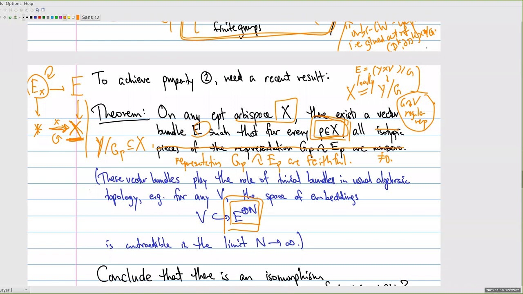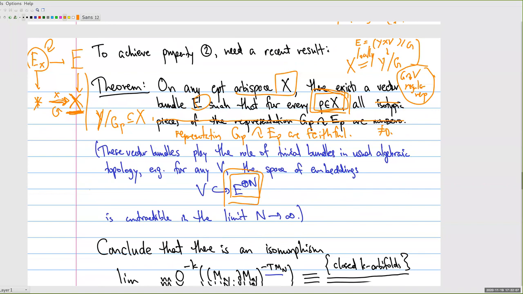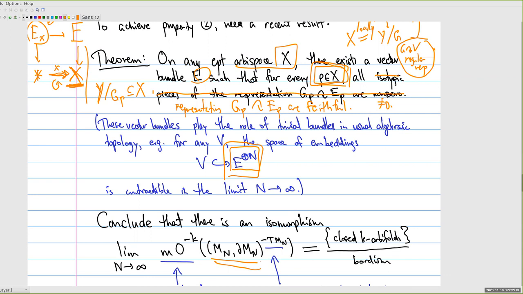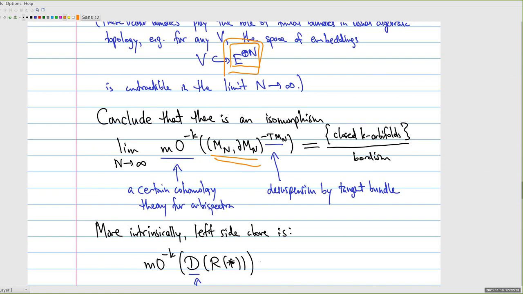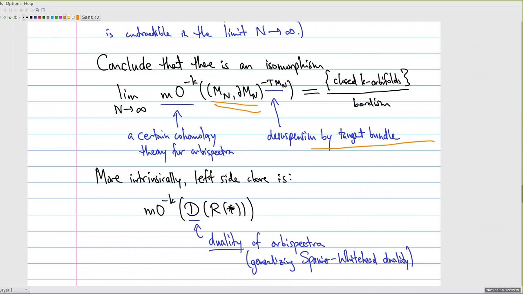Okay. So using this result, you can construct the sequence of orbifolds, M_n. I don't have time to explain what all these objects on the left are, but I want to explain what some of them are. One interesting one is this category I'll call Rep Orb Sp. This is representable orbispectra.